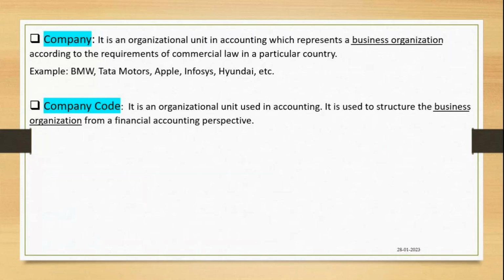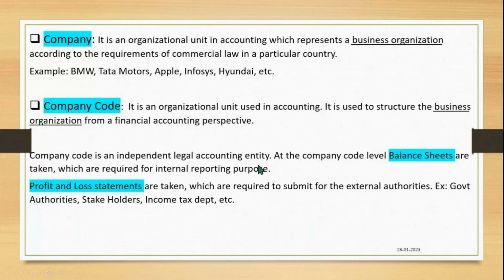A company code is an independent legal accounting entity. At the company code level, balance sheets are taken. What is a balance sheet? Balance sheets are required for internal reporting purposes. Balance sheets and profit and loss statements, two things are taken from the company code.